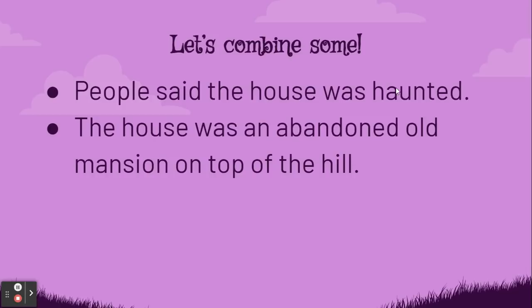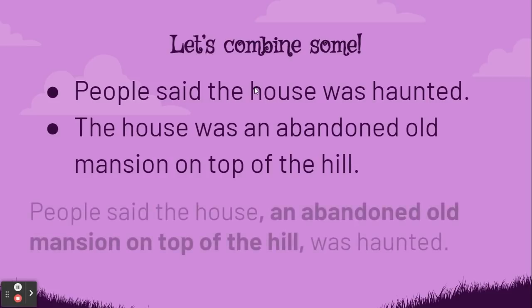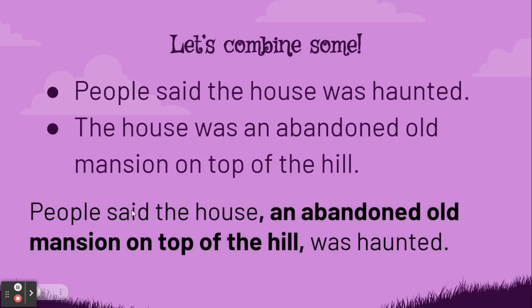Let's do another. People said that the house was haunted. The house was an abandoned old mansion on top of the hill. All right, so this second sentence is giving me extra information about the house. So, how can I combine these into one sentence? If you said, people said the house, an abandoned old mansion on top of the hill, was haunted, you're correct. We've added the extra information about the house and we've put a comma on either side.